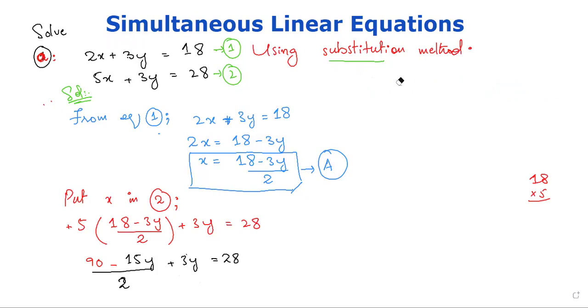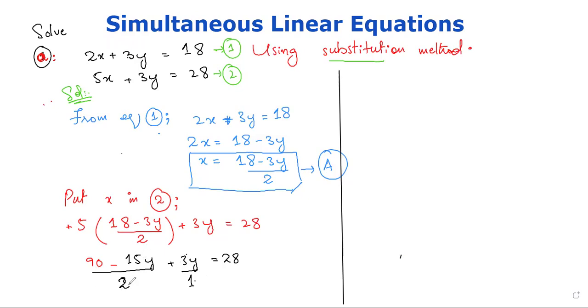So we'll solve it here. So it is 90 minus 15y, plus 3y equals 28. As you know, 90 minus 15y is divided by 2, but this 3y is divided by 1. So you cannot add or subtract until your denominators are the same. You cannot add or subtract two fractions until their denominators are the same.